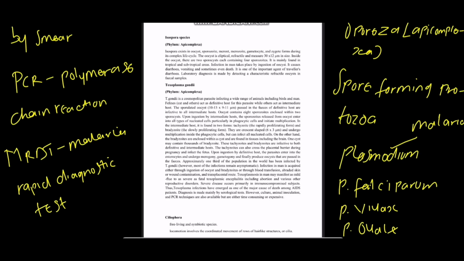Isospora species. Isospora is a protozoan parasite that infects the intestine, and its method of transmission is through contaminated food or water. So when a person drinks or ingests food that contains the infective form of the parasite, they become infected.